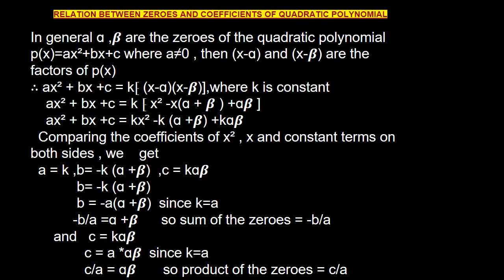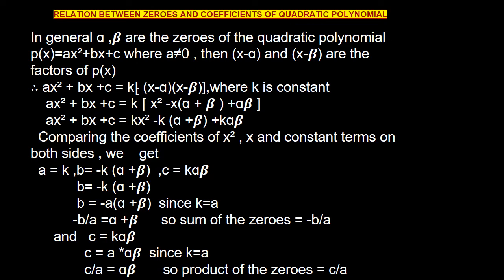Relation between zeros and coefficients of a quadratic polynomial. In general, alpha and beta are the zeros of a quadratic polynomial. The quadratic polynomial p of x is equal to ax square plus bx plus c, where a is not equal to 0. Its factors are x minus alpha and x minus beta, the factors of p of x. So we can write ax square plus bx plus c is equal to k into x minus alpha into x minus beta, where k is a constant here.